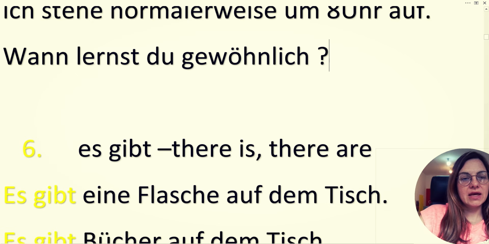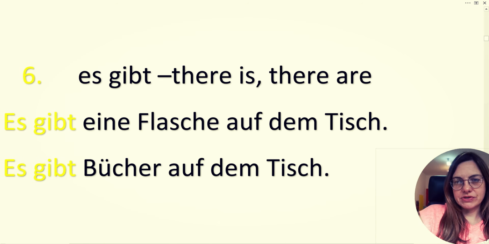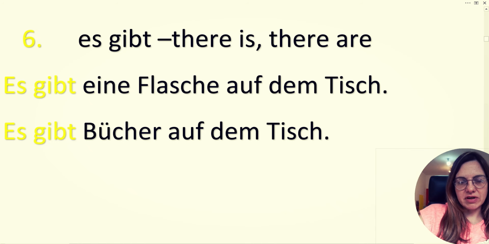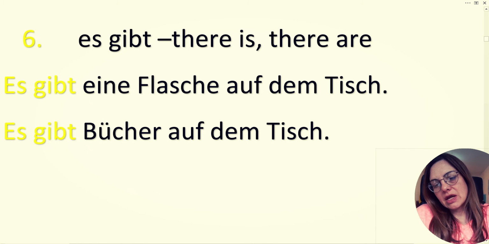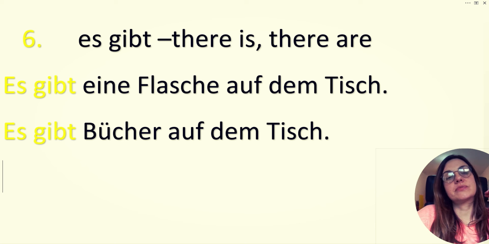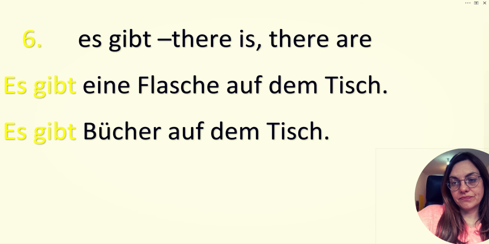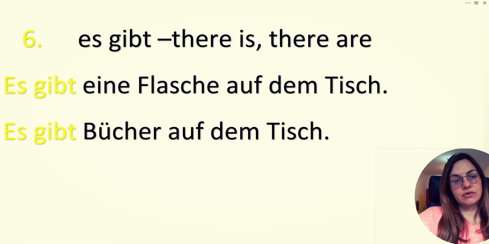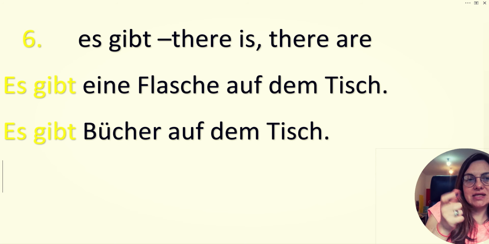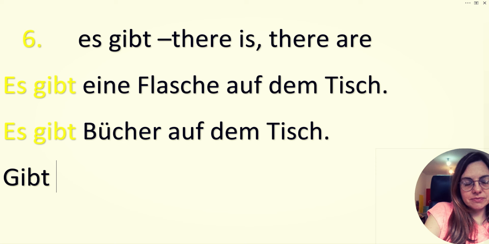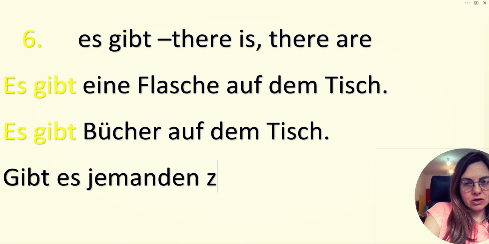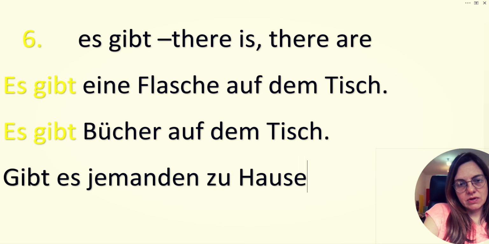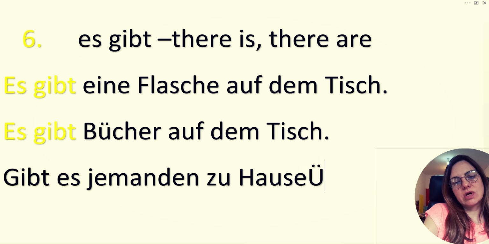Okay. Then we have es gibt. There is, there are. Es gibt eine Flasche, es gibt Bücher. Now we can ask questions if we want to say, is there anyone in the house? For example, we make this inversion saying, gibt es jemanden zu Hause? Gibt es jemanden zu Hause?